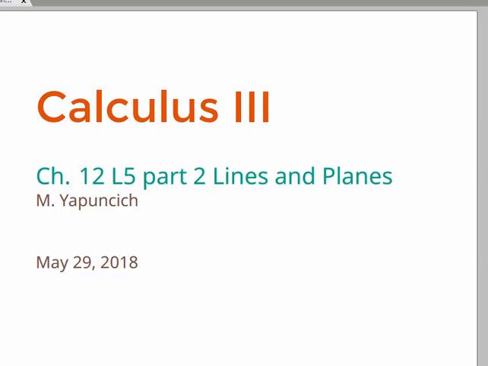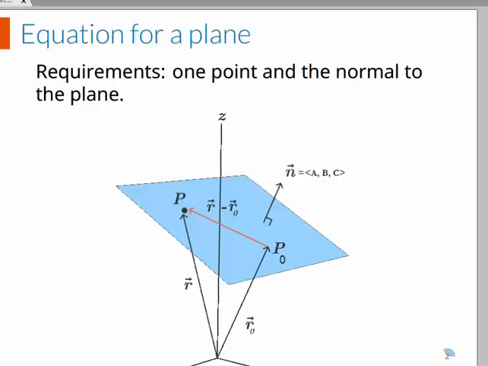This is a video on the equation for a plane. All we need for this equation is one known point in the plane, let's call it P0, and the normal. Sometimes these are given, and so if you have these two pieces of information, you can write the equation. Sometimes the normal is not given, in which case you need 3 points in the plane.